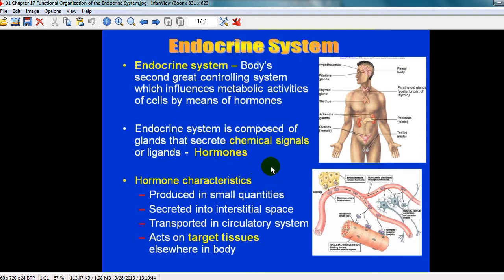The hormone characteristics then that we will be referring to are going to be based on hormones that are produced in small quantities that affect either the site that it's produced in or some target location. It can be secreted in the interstitial space in the area that it's going to cause an effect in, or it can be transported throughout the circulatory system and act on a specific target tissue with a receptor for its binding somewhere else in the body and cause the effect in that target location.